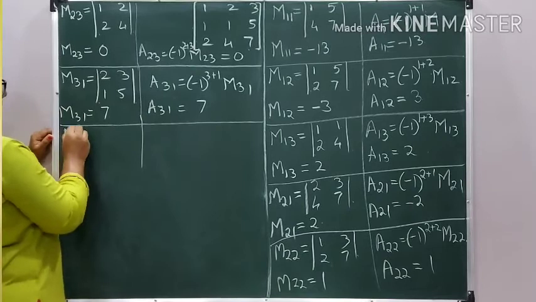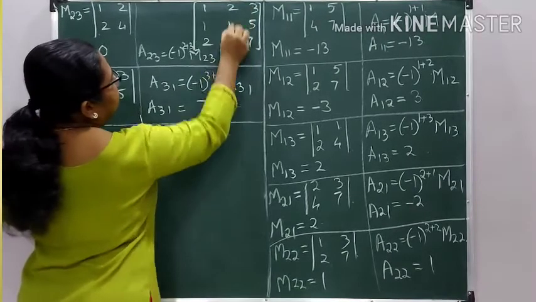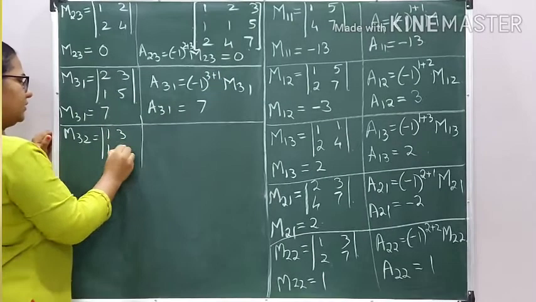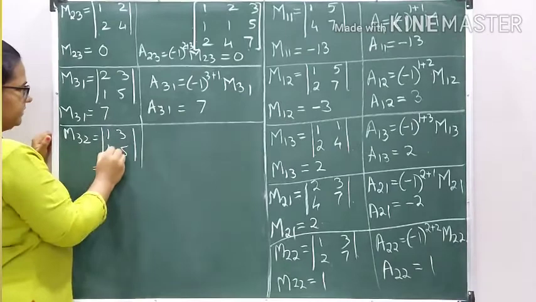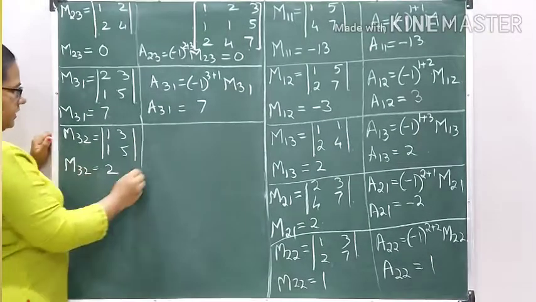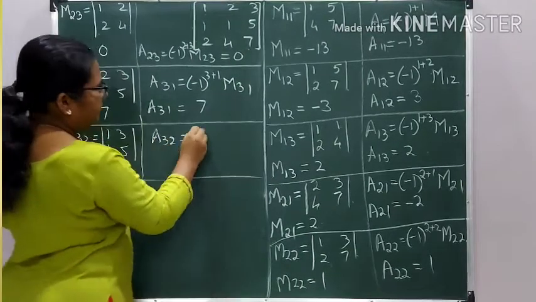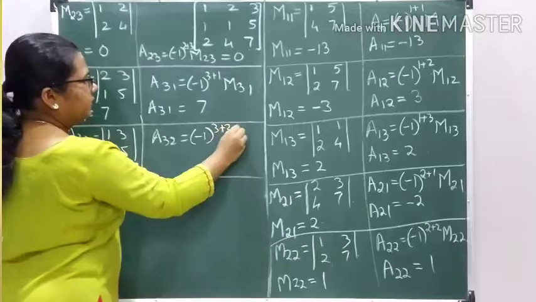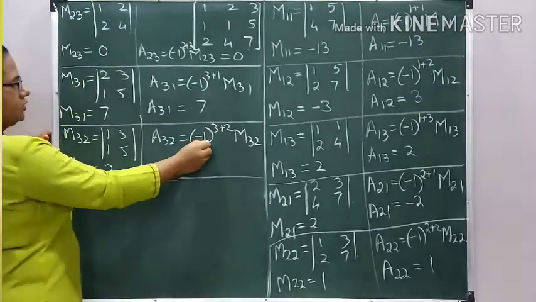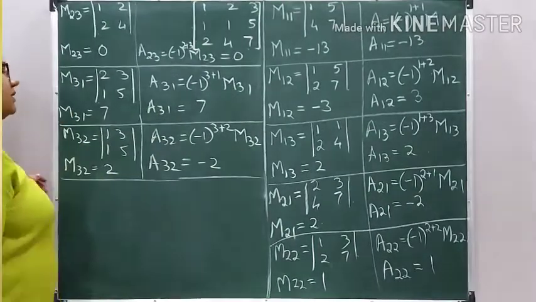Now next, M32. So third row and second column goes: 1, 3, 1, 5. So 5 1s are 5, 3 1s are 3. 5 minus 3 is 2. So M32 will become 2. A32 will be minus 1 to the power 3 plus 2 into M32. 3 plus 2 is 5, odd power. So minus 1 into 2 is minus 2. So A32 will become minus 2.